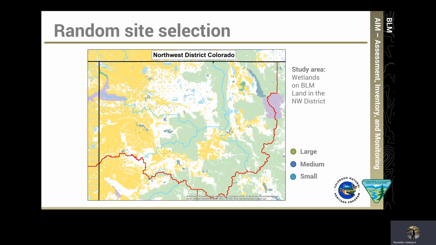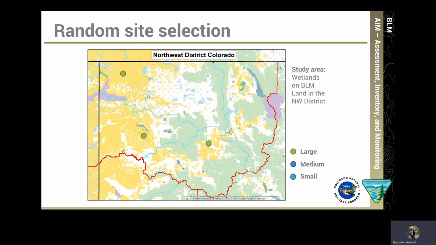For example, I'm going to show here an illustration of what a sample design can look like. In this example, the study area are all wetlands on BLM lands in the Northwest District of Colorado. Here, I identify that I want 6 sample sites in each of the size strata. So I have 3 size strata: large, medium, and small wetlands. And you can see as the algorithm draws random points how they're distributed across the landscape.